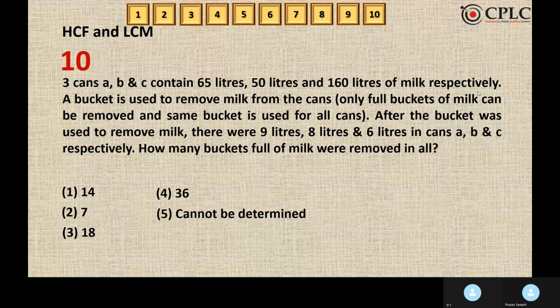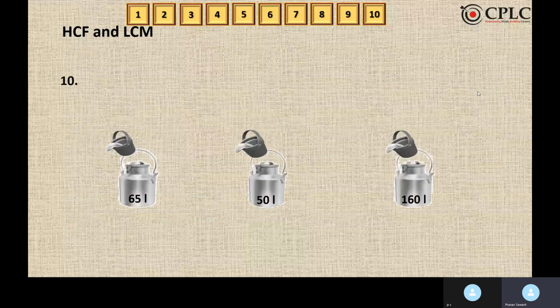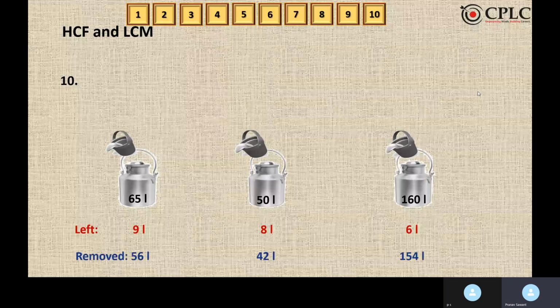Now, the buckets removed are equal in quantity. Liters of milk left: 9 liters from the first, 8 liters from the second and 6 liters from the third. That means we have removed 56 liters from the first can, 42 liters from the second can and 154 liters from the third can. And also we have removed an equal number of buckets.